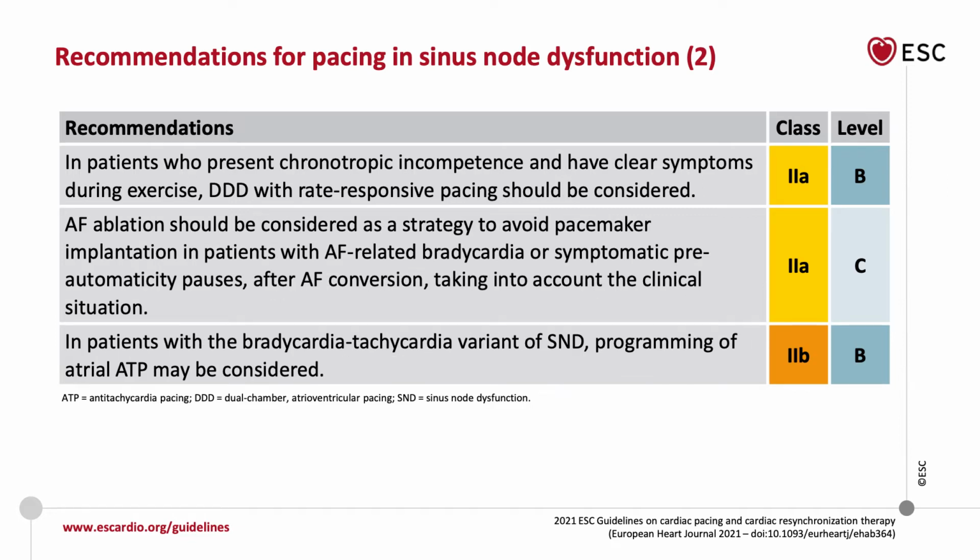Now the next recommendations, class 2A and 2B. In patients who present chronotropic incompetence and have clear symptoms during exercise, DDD with rate responsive pacing should be considered. This is a 2A recommendation. Atrial fibrillation ablation should be considered as a strategy to avoid pacemaker implantation in patients with AF-related bradycardia or symptomatic post-conversion pauses after AF conversion, taking into account the clinical situation. This is 2A also. In patients with the bradycardia-tachycardia variant of sinus node dysfunction, programming of atrial ATP may be considered. We can do it with pacemakers.